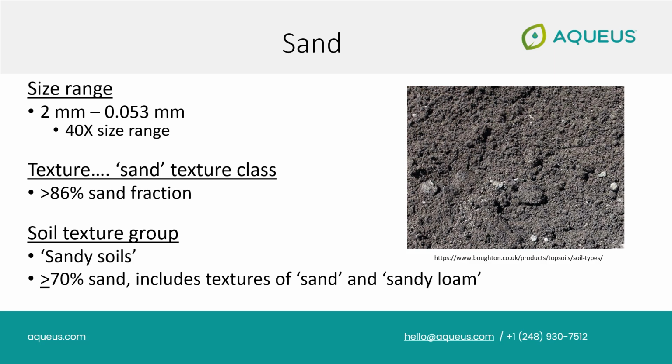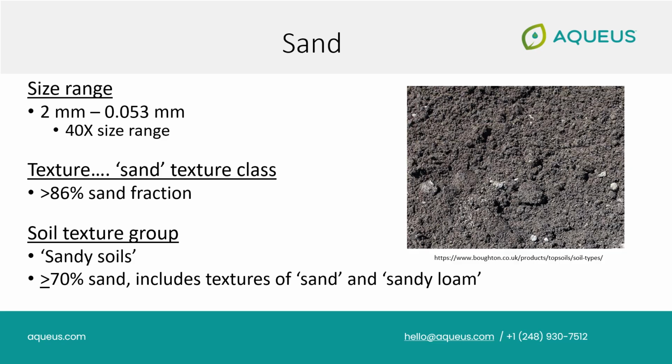So again, this is talking about soil texture. What do we mean by sand? Sand is a size range, like I said, from 2 millimeters down to 0.053 millimeters. That's a 40x difference. But sand as a texture means that greater than 86% of that soil is composed of sand. Sometimes people say sand because they mean all particles that fit within that size range, or they're talking about a sand soil, which is a textural class.